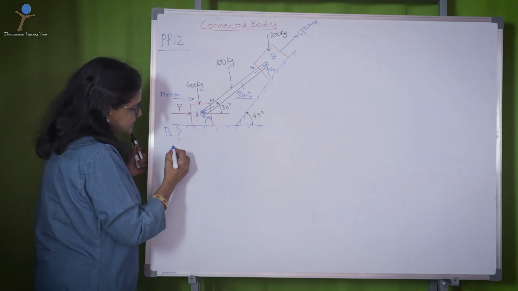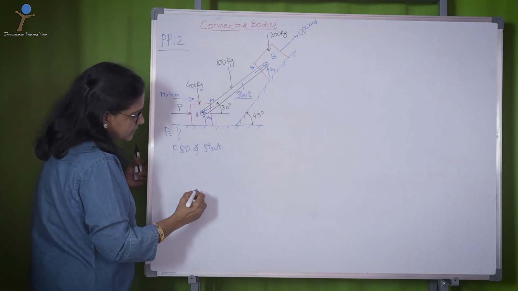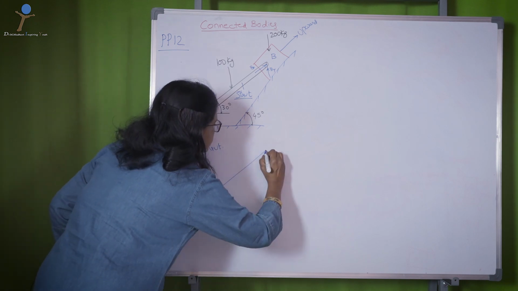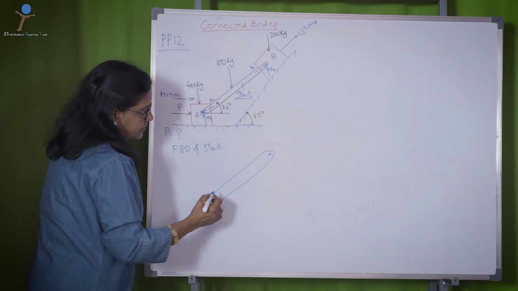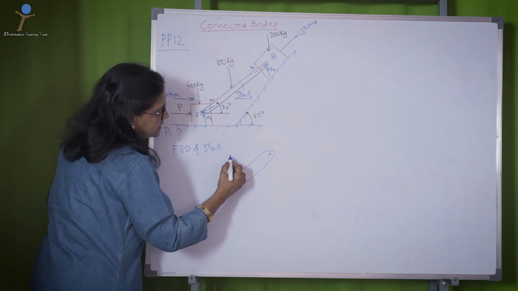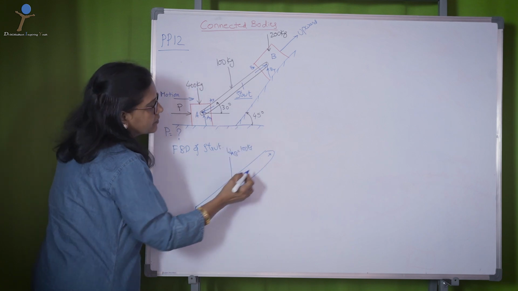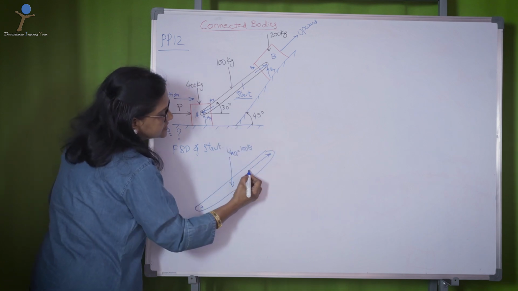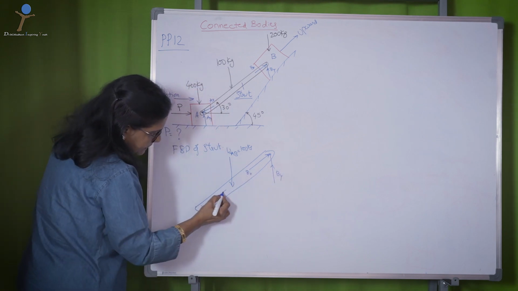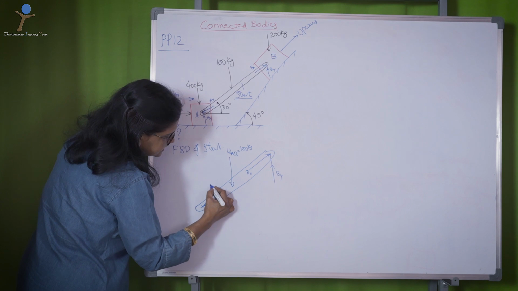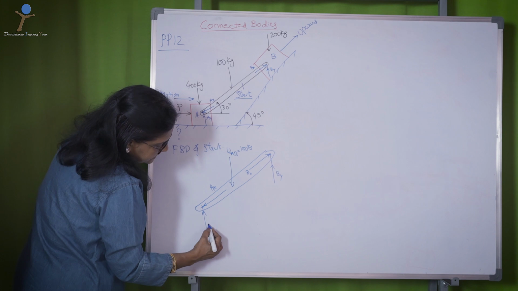First let us draw the free body diagram of the strut. As I said, the strut is a multi-force body where the weight of it is acting here downwards. Let me say WAB, which is 100 kg, and BX in this direction, BY vertically opposite, AX opposite to BX, then comes your AY.